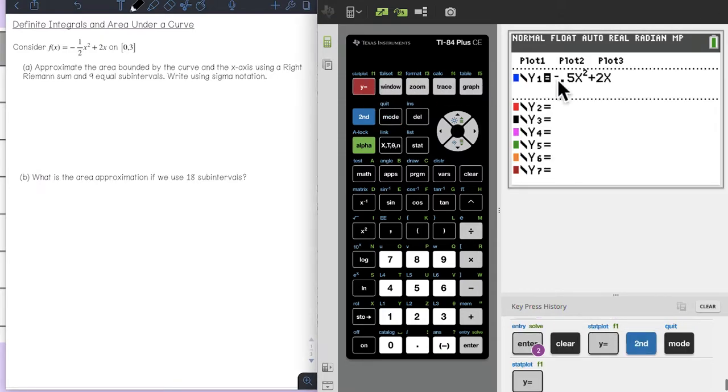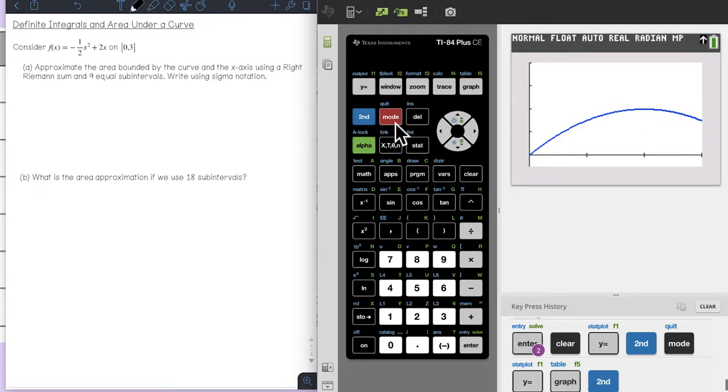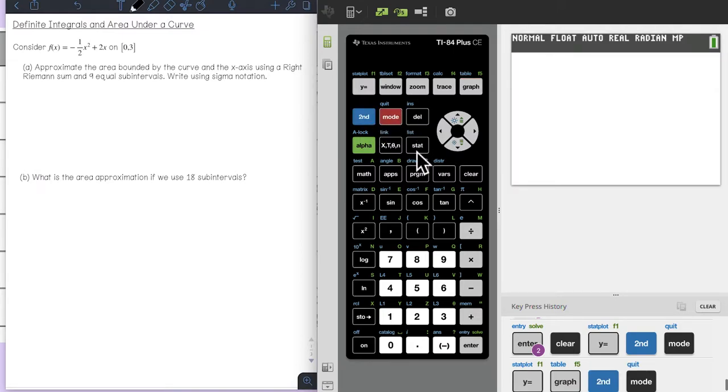So I went ahead and graphed it on my calculator. So we can see this curve here, and we want to approximate the area that's under that blue parabola. So, the first thing we would do is approximate it using a right Riemann sum with 9 equal subintervals, and I'm going to write it using sigma notation so that way I can evaluate it on my calculator.